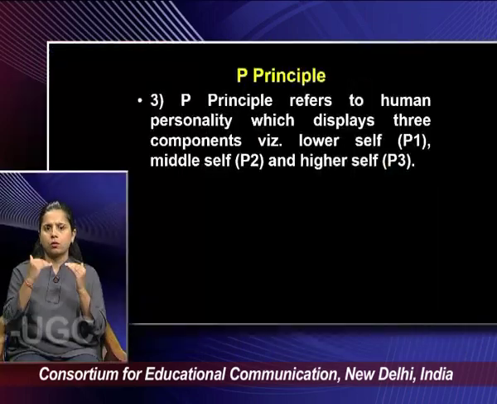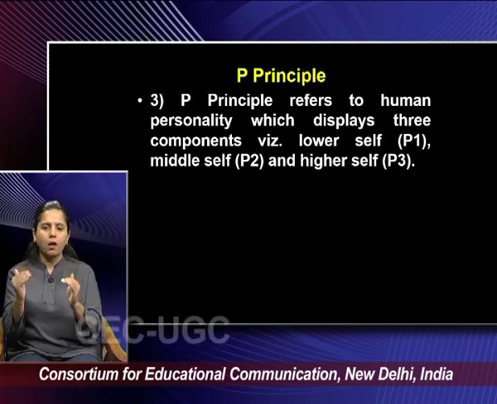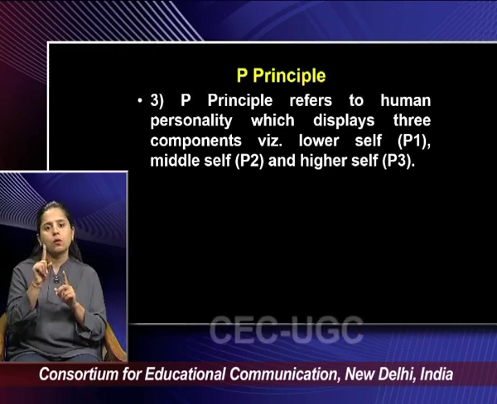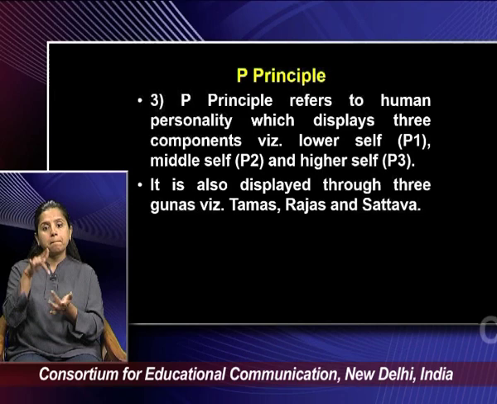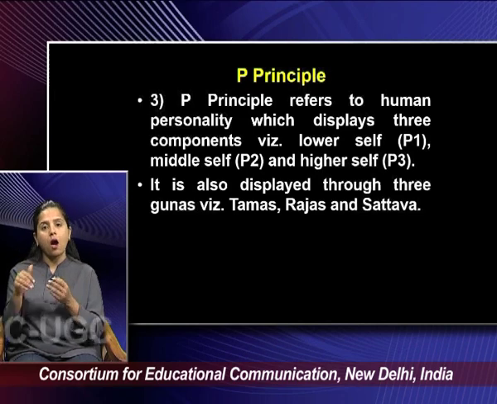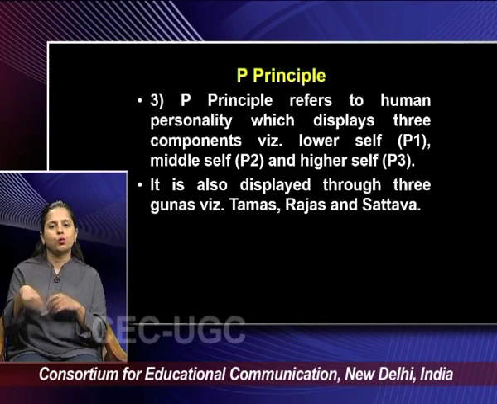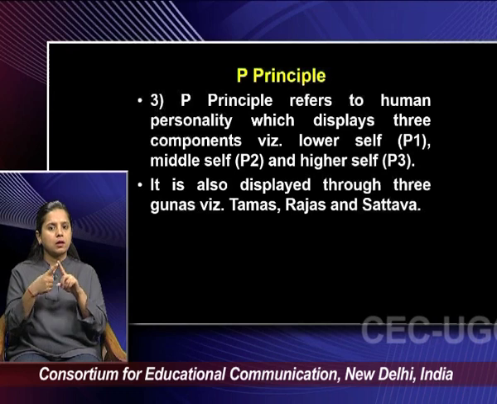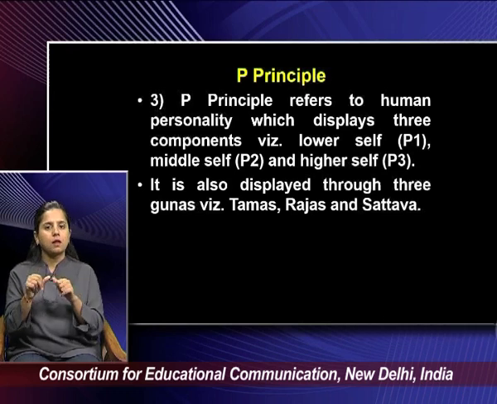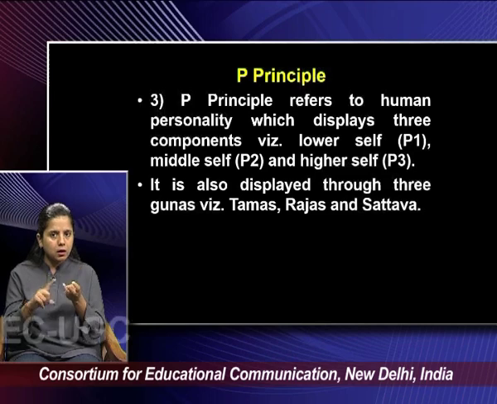The P principle refers to human personality, which displays three components. If I have to explain it in terms of its order, I would say lower self, middle self and higher self, represented by P1, P2 and P3. Having said lower self, middle self and higher self, it is basically a journey of a human life. It is displayed through three different gunas, that is tamas, rajas and sattva. We start with the tamasic, then rajasic and eventually the sattvic.